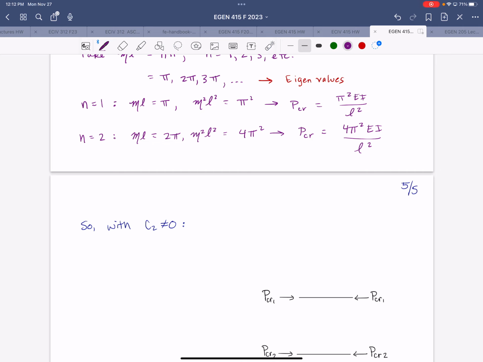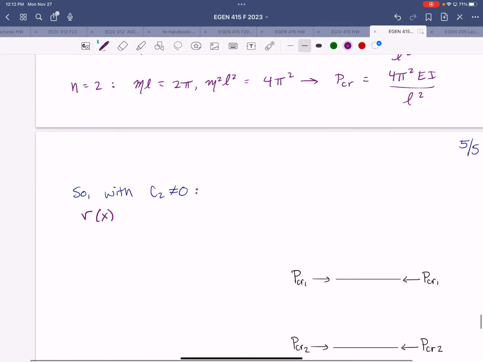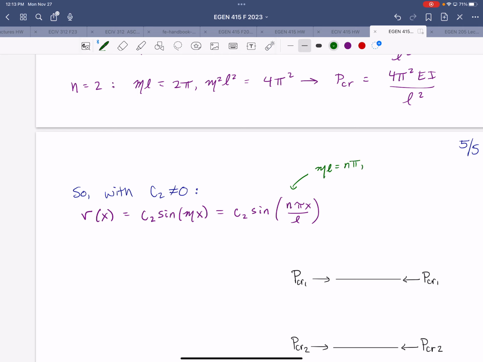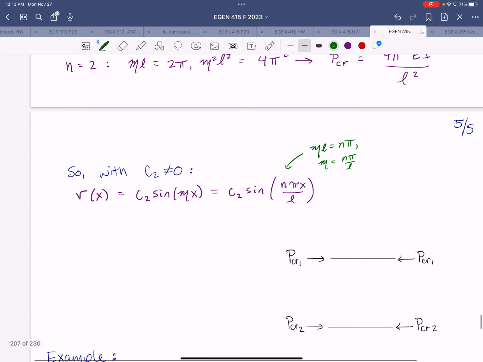All right, so since C2 is not equal to 0, the full equation for our deflection, and again, this is for the case of no transverse load, is going to be equal to C2 times sine of mx, or in other words, using the information on the previous page that we determined, C2 times sine of n pi x over L. All right, so that's taking ML equal to n pi, or M equal to n pi over L. And this represents eigenvectors.